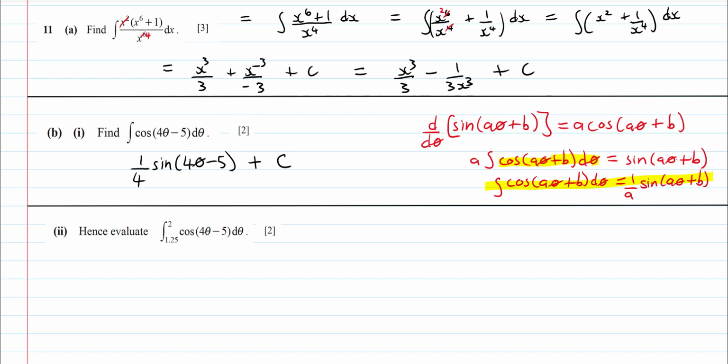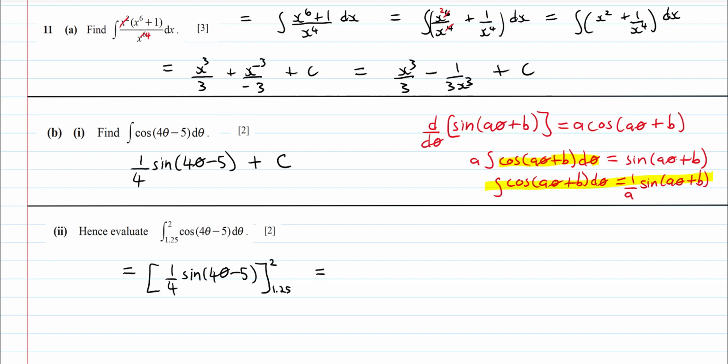B part 2, we need to evaluate this definite integral here. So in B part 1, we worked out the integral of cos of 4 theta minus 5. So that means our definite integral then is going to be equal to 1 over 4 times sine of 4 theta minus 5, and then we just need to add in our limits of integration. So we're going from theta equals 1.25 up to theta equals 2.